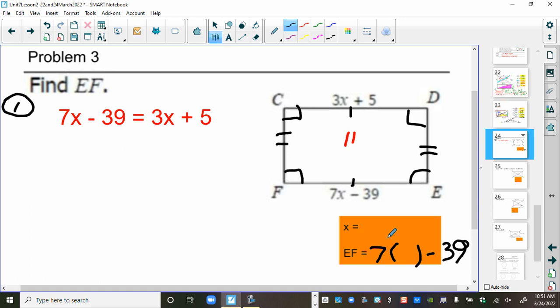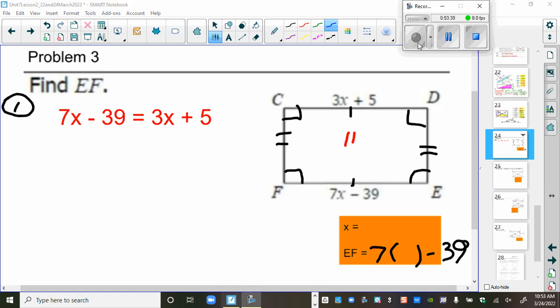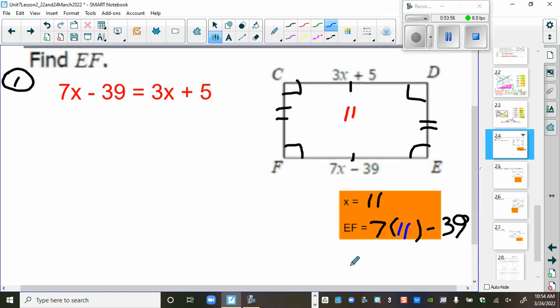So get your x, boom, plug it in right there. Meantime, we're gonna get a check from a neighbor. All right, what did we get for x? 11. All right, 11. And then what do we get for the distance from E to F? 38. Exactly, well done. E to F is going to equal 38.